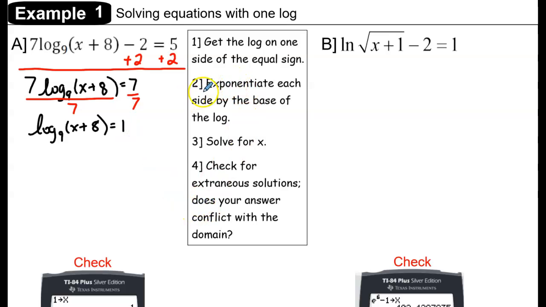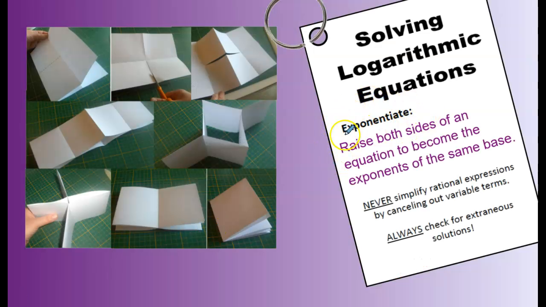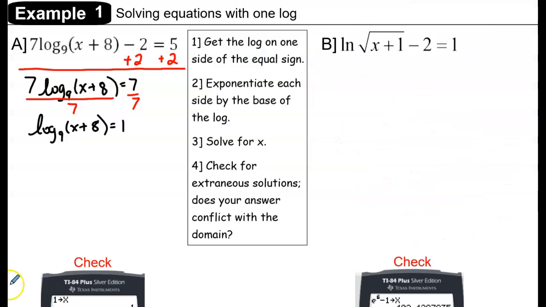Okay, now we're ready to exponentiate each side by the base of the log. And recall that to exponentiate means to raise both sides of the equation to become the exponents of the same base. So I want to make the log base 9 of the quantity x plus 8 the exponent to a base that matches the base of the log. So I'm going to exponentiate using a base of 9.